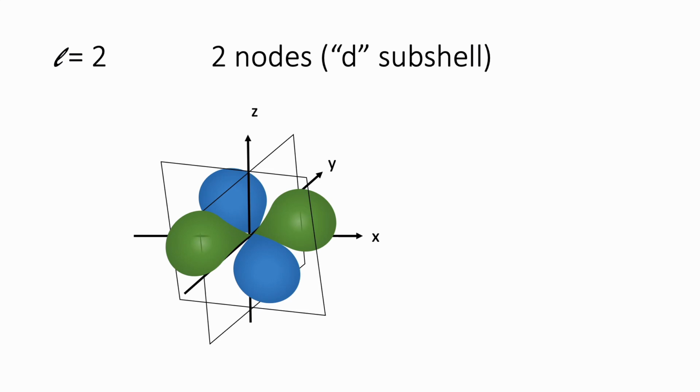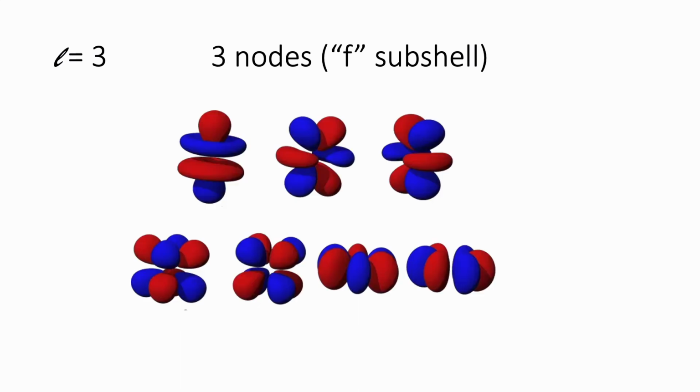So that is L equals 2. And there are multiple ways you can do this. I'm only showing one. I'll show you the others later on. For L equals 3, which we call the F subshell, you are cutting 3 times. And some of these are a lot harder to see the 3 cuts than others. I'd like to direct you to this one, which is probably the easiest to see.